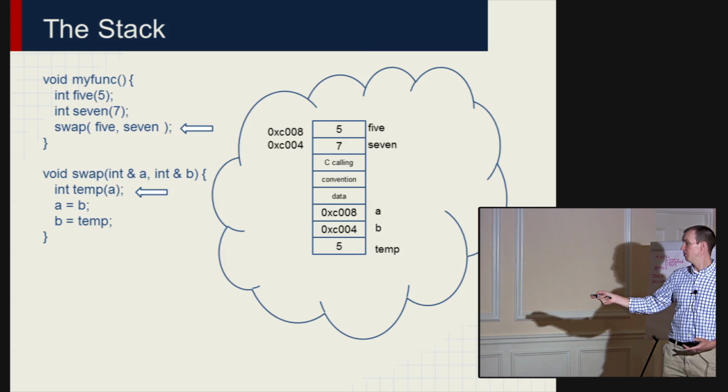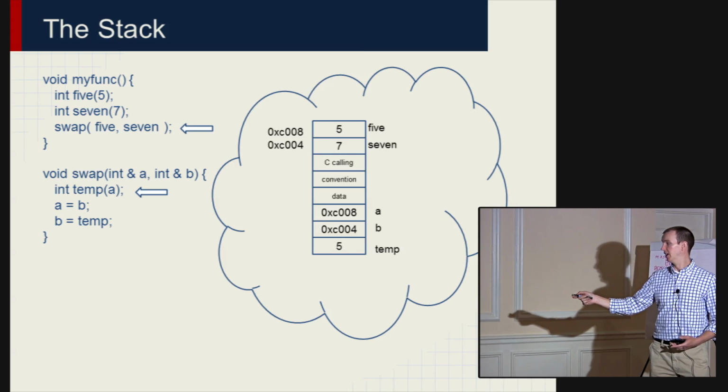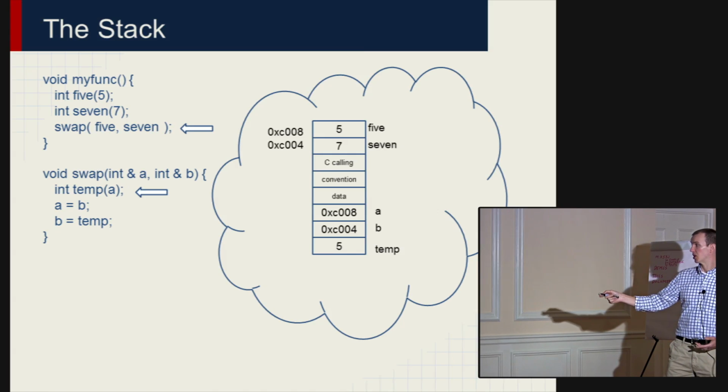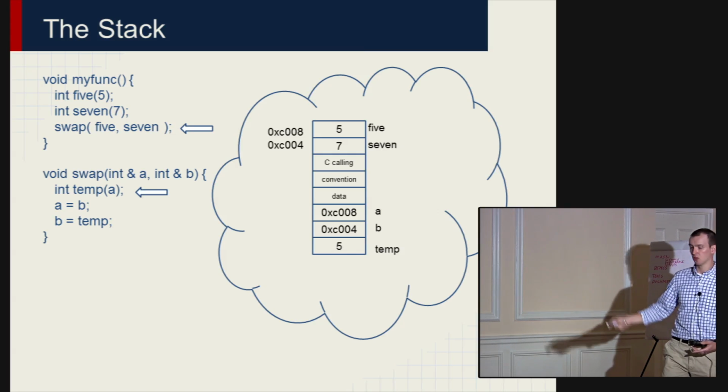Okay, so this all happened before we even got to temp. By the time we get to temp, we have memory allocated for the C calling convention data and the formal parameters A and B, which get put onto the stack. And now we're going to initialize the value of temp to the value that's in A. So it's 5.